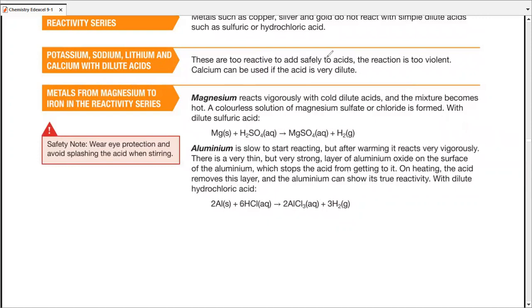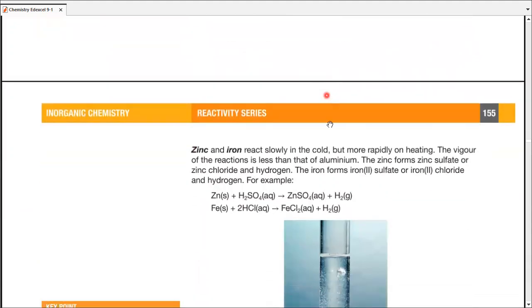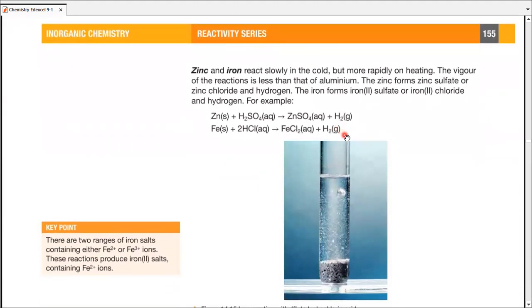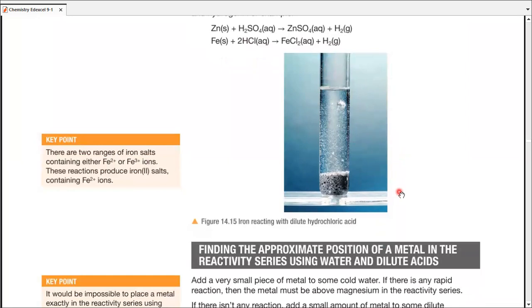I hope you understand from this. Any metal they pick for their examples, you should be able to come up with a salt. For example, they're talking about zinc and iron. If zinc reacts with sulfuric acid, it forms a sulfate salt. If iron reacts with hydrochloric acid, it would form a chloride salt. But in both cases, hydrogen gas would be formed, as stated above. And you can see the diagram too: iron reacting with hydrochloric acid, producing a lot of bubbles.